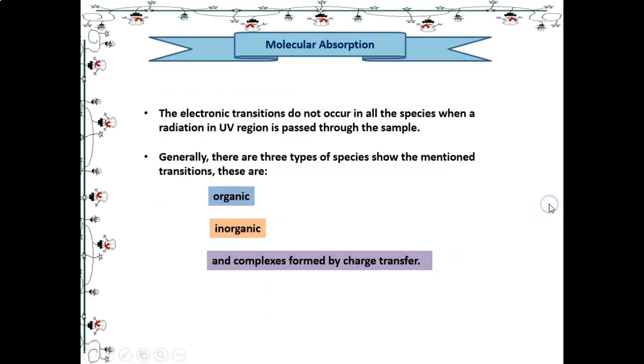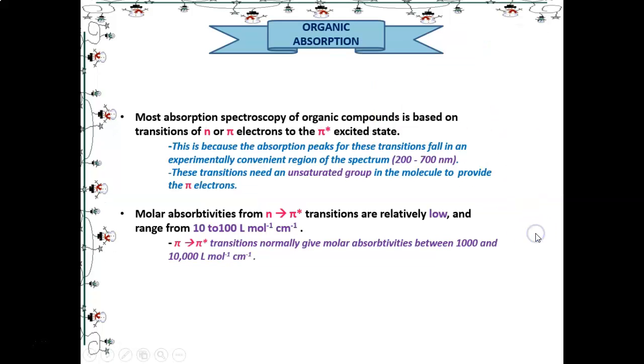Now we look at the molecular absorption. The electronic transition does not occur in all the species when a radiation in the UV region is passed through the sample. Generally, there are 3 types of species that show the mentioned transition. These are organic, inorganic, and complex formed by charge transfer. So it is the same explanation as in the previous slide.